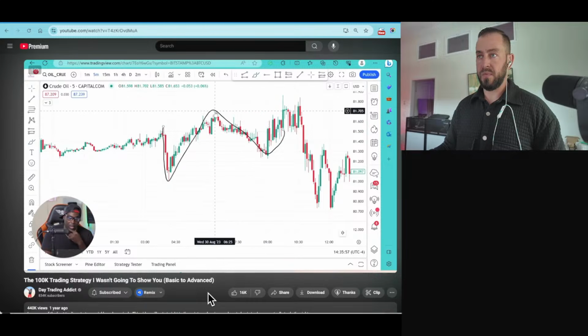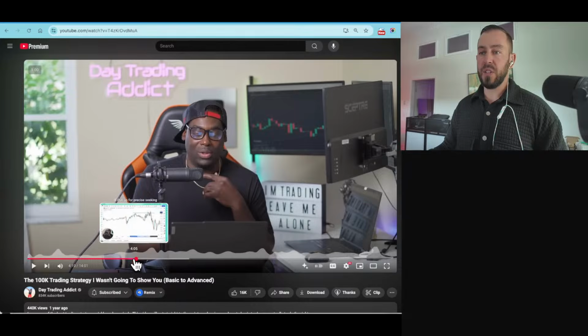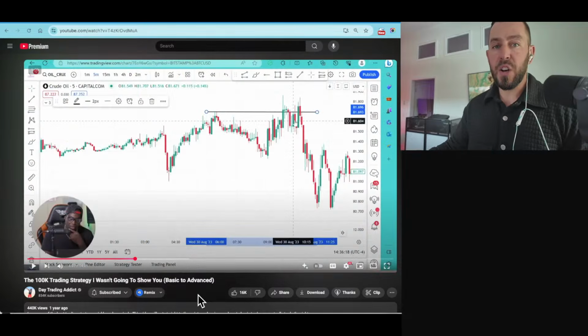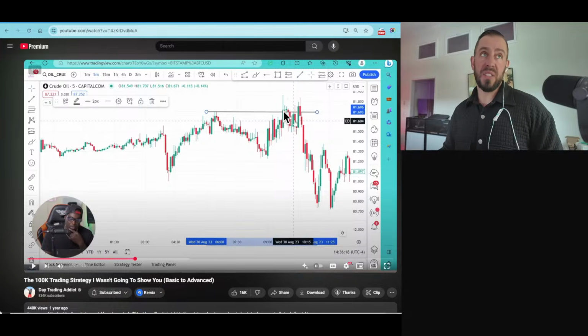Okay, so right here, notice how we have this resistance, and it broke that resistance. But if you notice, it barely broke that resistance. It came back down, right? So now this resistance is actually holding. But how can we tell that? Let's go back just a second and talk about how. How do you know that this is failing above resistance? The answer is the tails.